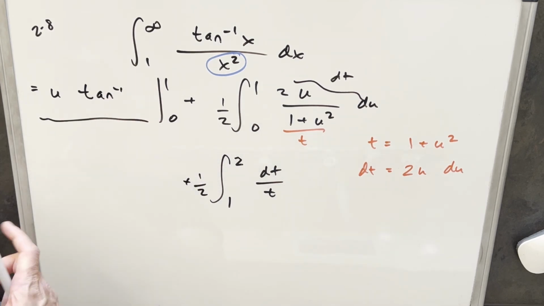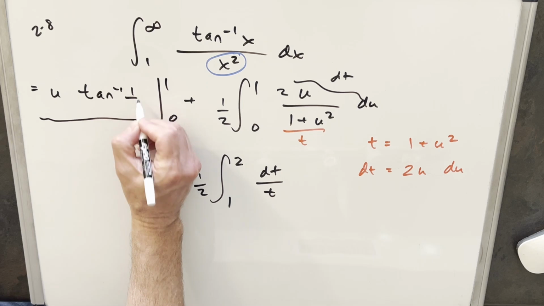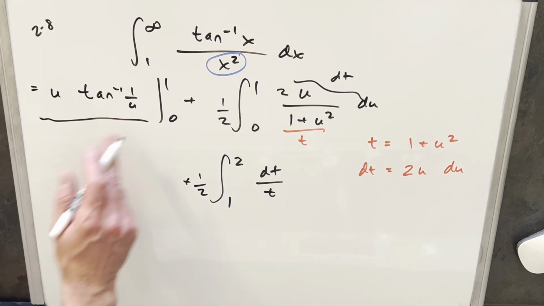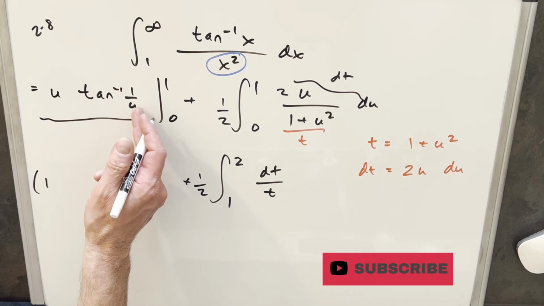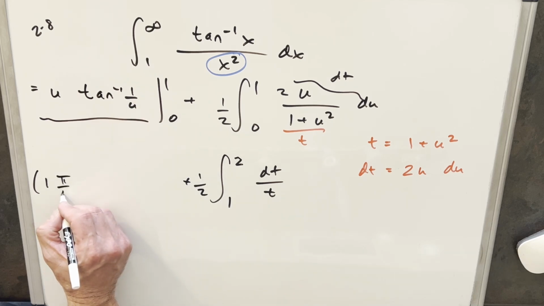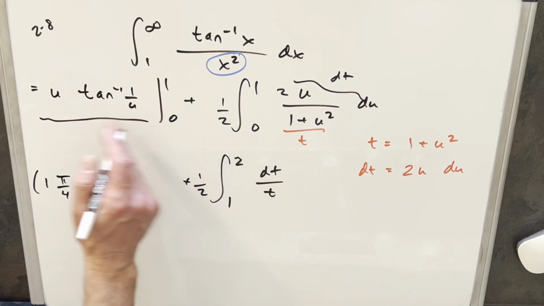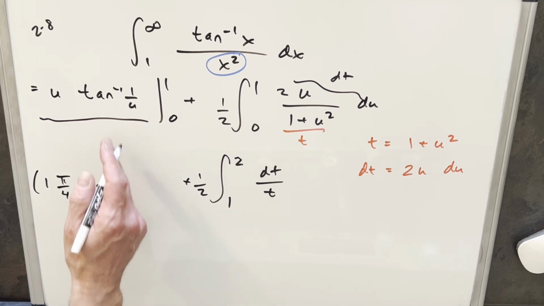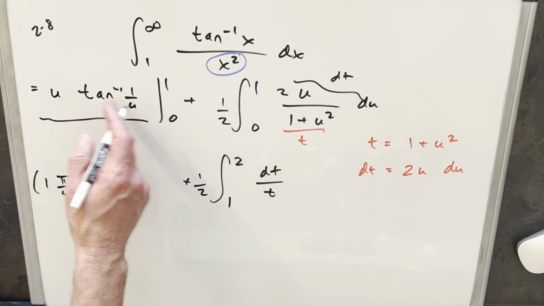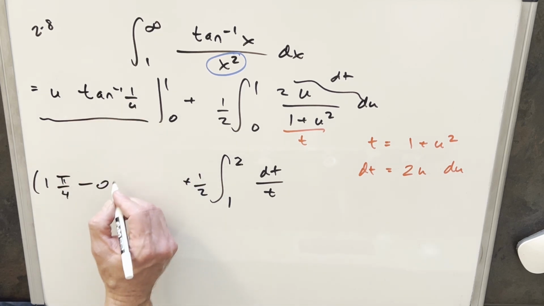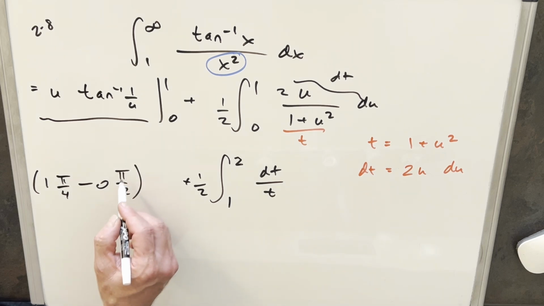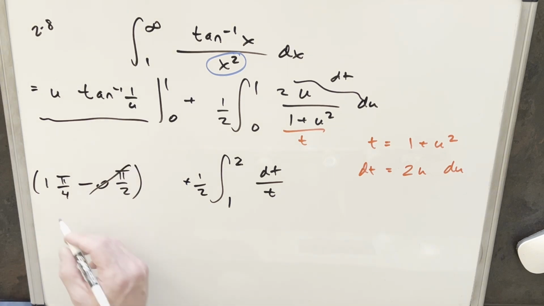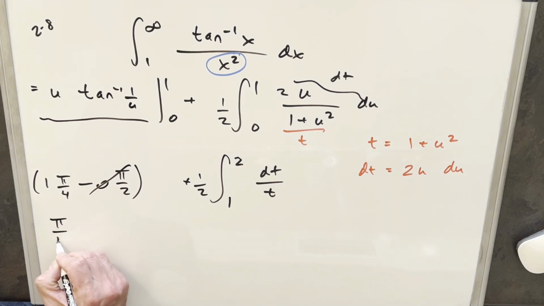Sorry, this over here is actually a 1 over u before we evaluate, so we need to put a 1 over u in here. But now let's go ahead and evaluate this. First, evaluating at 1, we have 1 times arctan of 1, which is pi over 4. Then minus, evaluating at 0, we have 0 times arctan of 1 over 0. This is like arctan going to infinity, which is pi over 2, but it doesn't matter because we're multiplying 0 times pi over 2, so that part goes away. So this whole thing is just pi over 4.